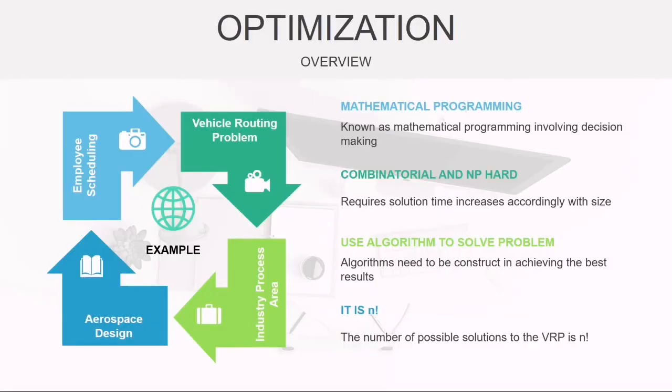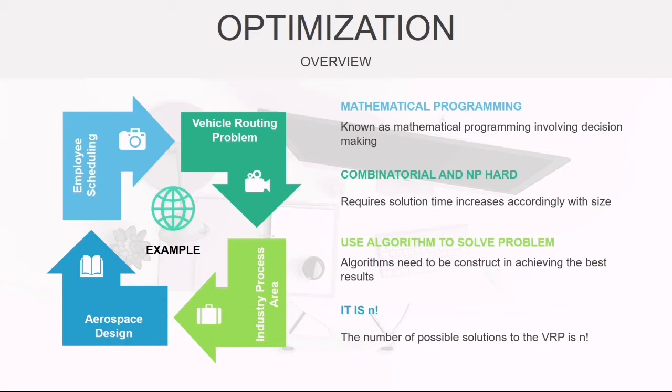This is the topic of optimization, which is known as mathematical programming involving decision making. Most manufacturing optimization problems are combinatorial and NP-hard, which requires solution time to increase accordingly with size. The number of possible solutions to the VRP is n factorial. To solve this optimization problem, algorithms need to be constructed to achieve the best result.